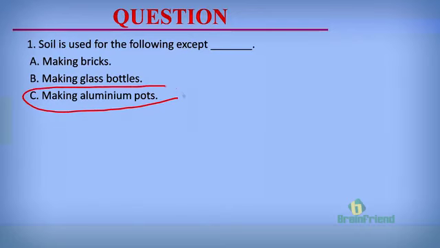Soil can be used to make glasswares like glass bottles. We can also use soil to make bricks and blocks that are used for building purposes, but we can't use soil to make aluminium pots. Aluminium pots are made from aluminium.